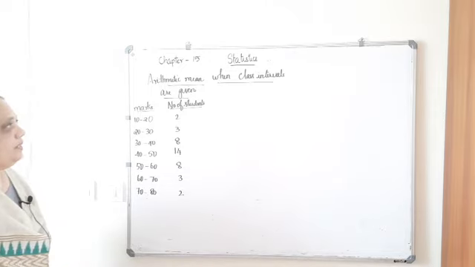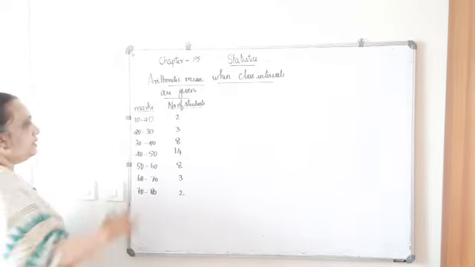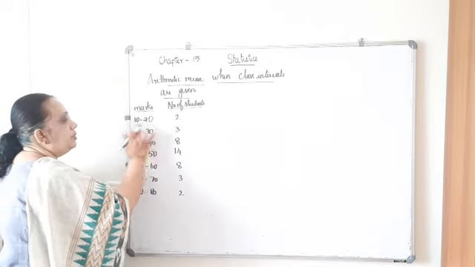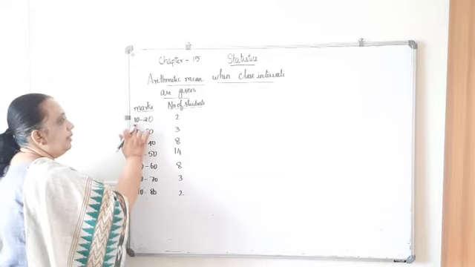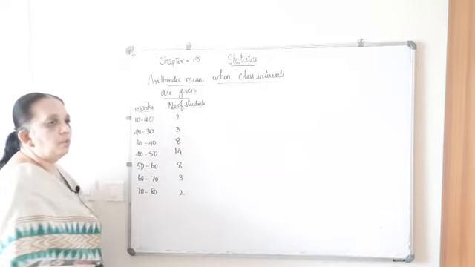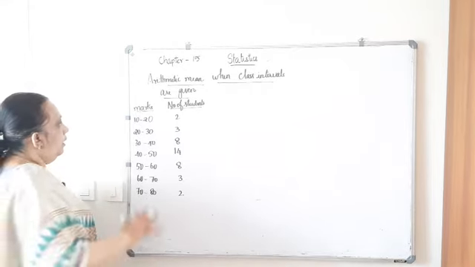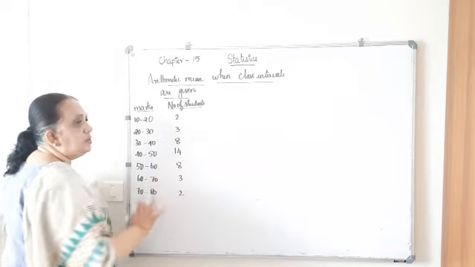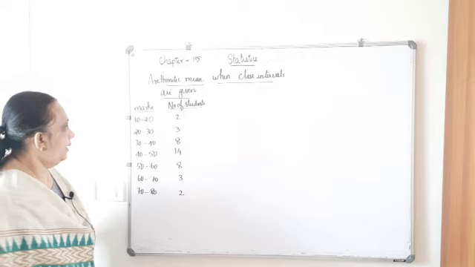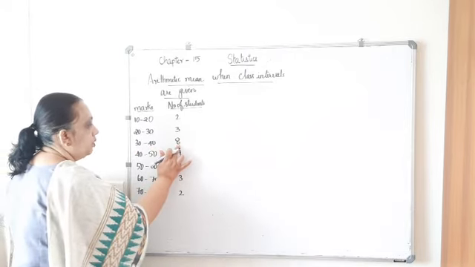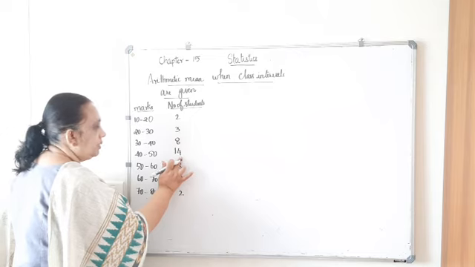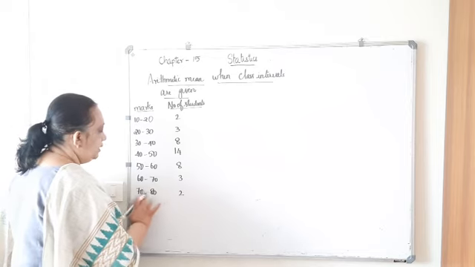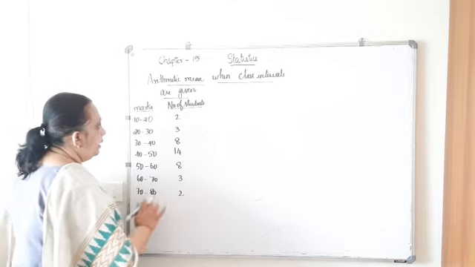Now, arithmetic mean when class intervals are given. This is called a class interval. That is marks between 10 and 20. How many students are scoring between 10 and 20? 2 students are scoring between 10 and 20. 20 and 30, how many students score between 20 and 30? 3 students. 30 to 40, 8 students score. 40 to 50, 14 students score. 50 to 60, 8 students. 60 to 70, 3 students. 70 to 80, 2 students are scoring.